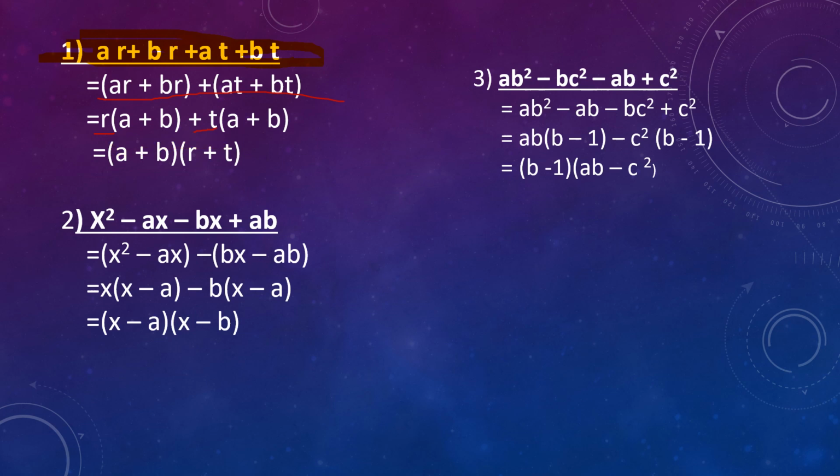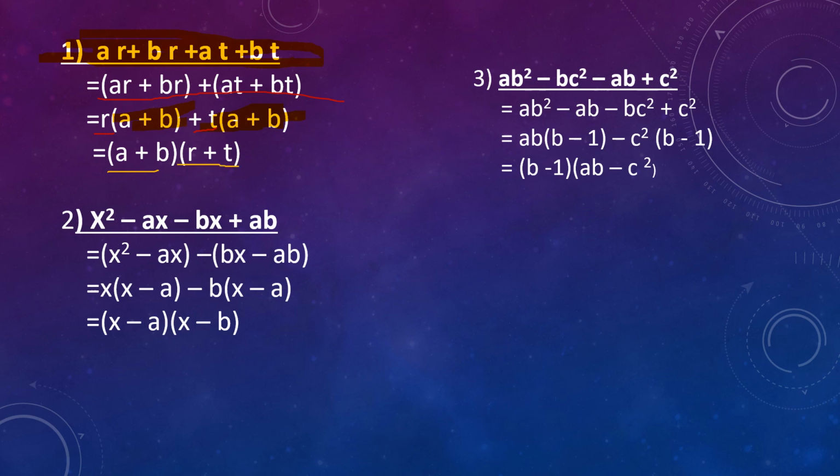A plus B in both the terms. Is it same? It should be term wise as well as sign wise. Otherwise your question will be wrong. Now you can take A plus B common, taken out of the bracket. What is left? R plus T.